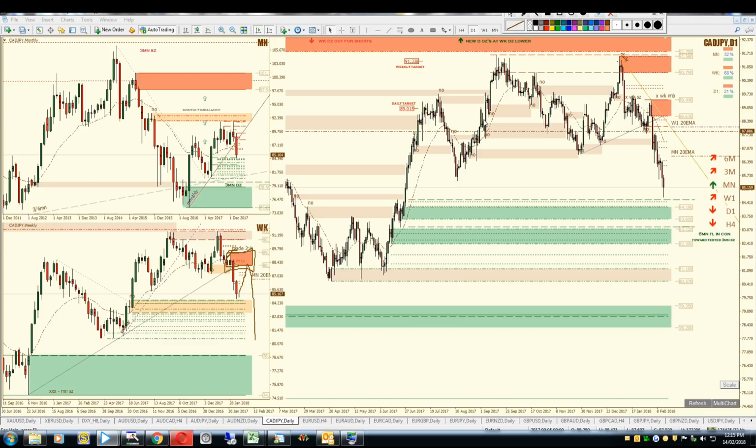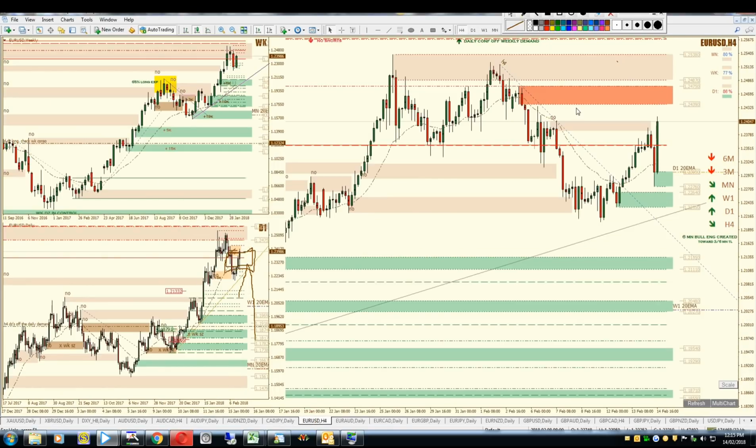But for now, I'm not doing anything new. Daily demand zones at weekly demand zone lower. That doesn't look like it's going to be happening anytime soon, so let's move on, shall we?